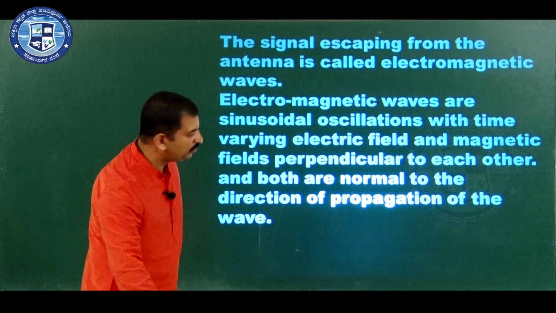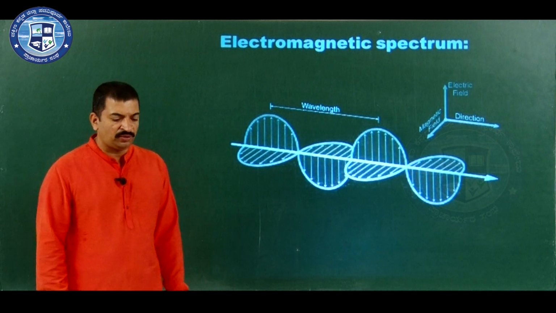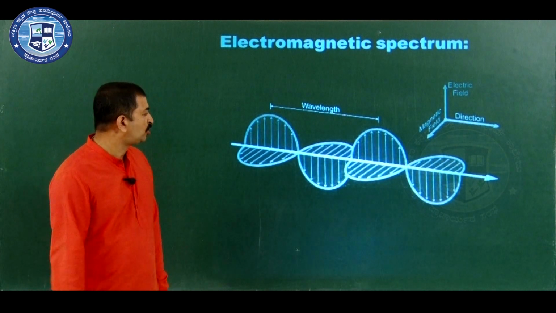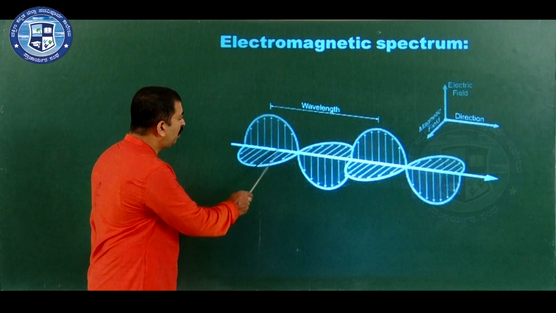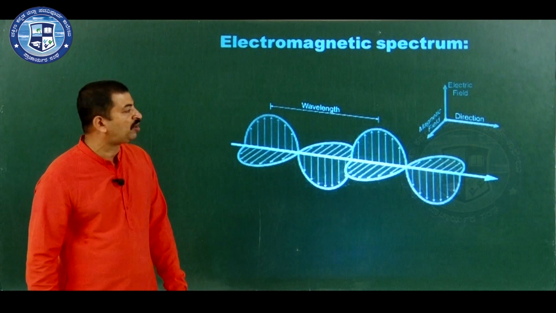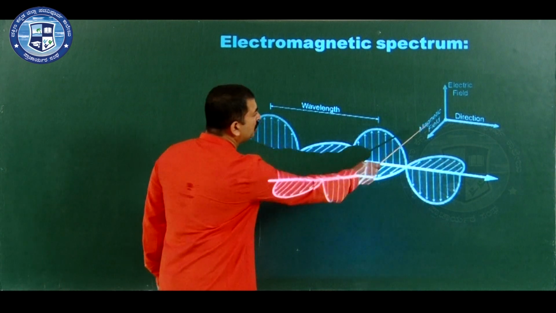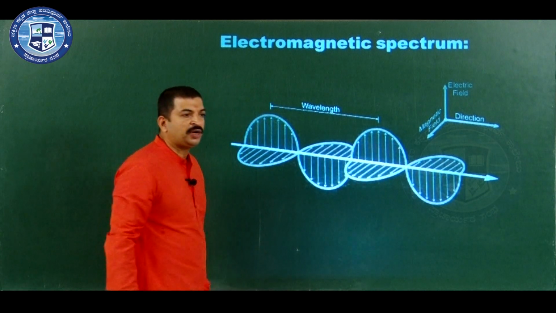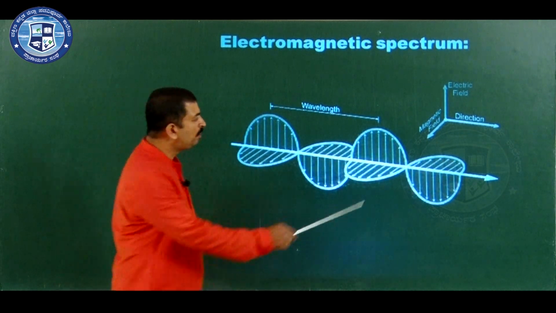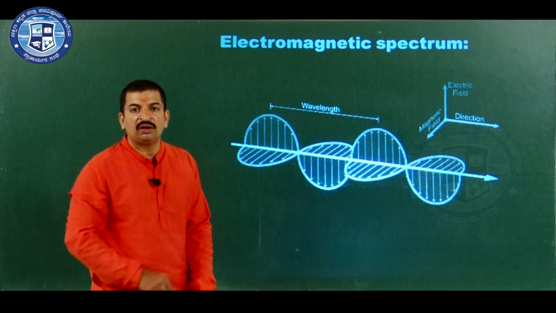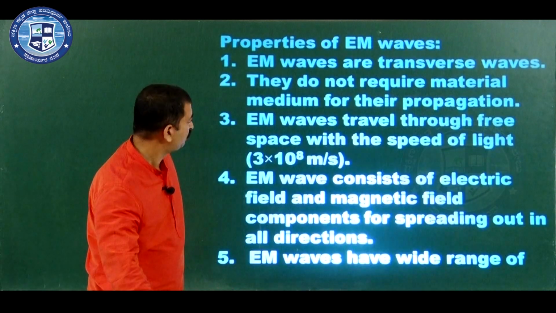Now, let us observe the electromagnetic wave. This is one of the diagrams of an electromagnetic wave. It consists of both electric field and magnetic field components. Just observe the direction. Electric field and magnetic field components are perpendicular to each other. Both are normal to the direction of propagation of the wave.